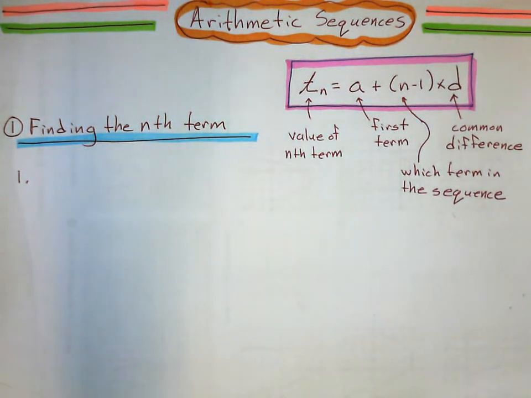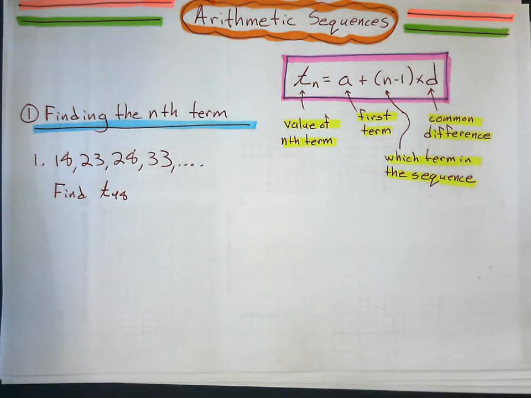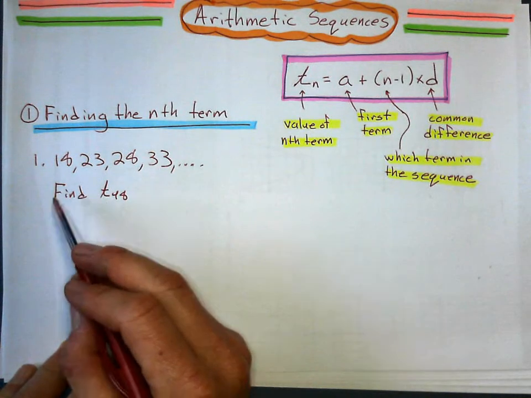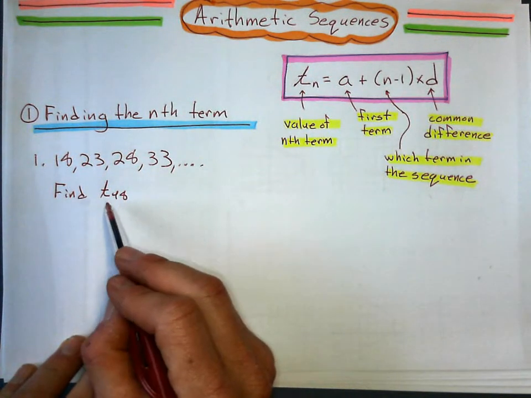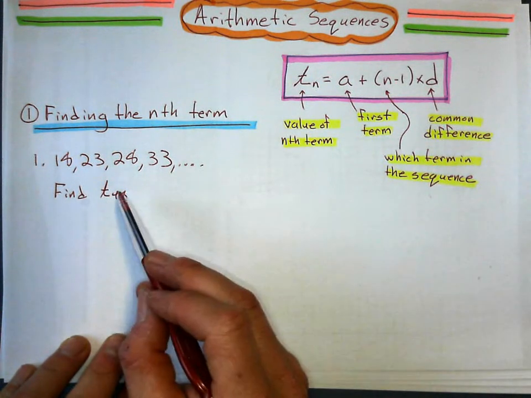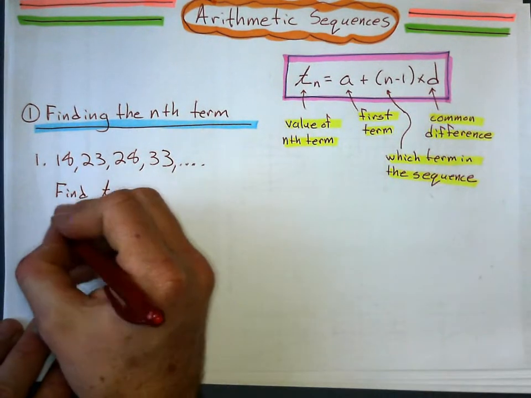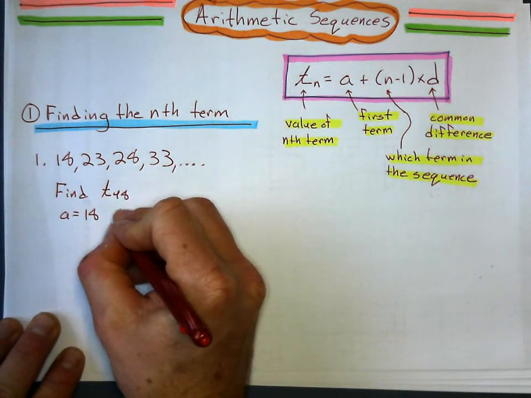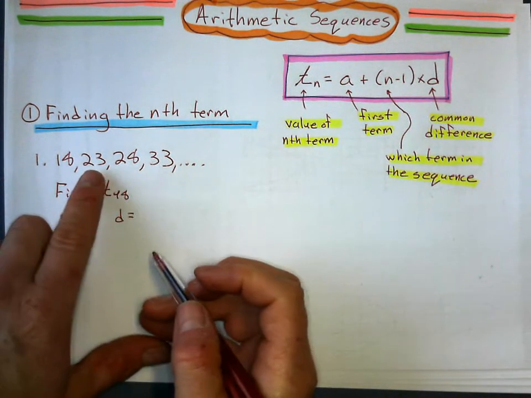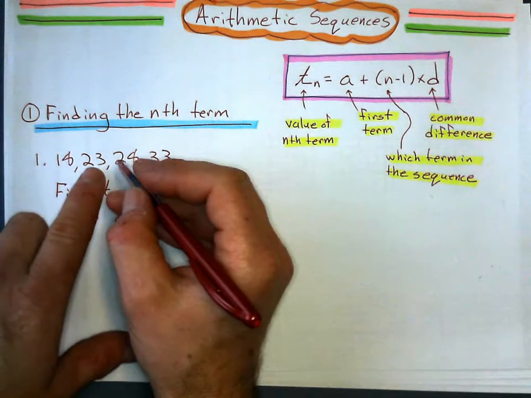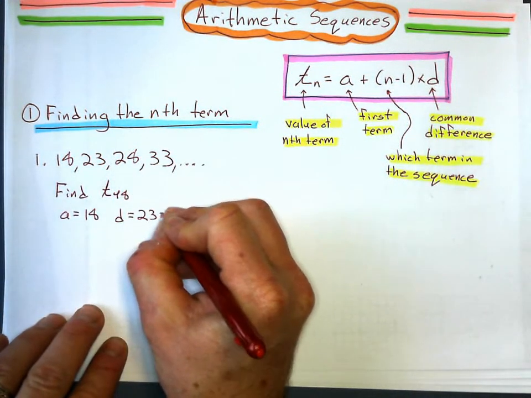So I'll give you a sequence. In this example here, let's take a look at this sequence. And T48 means find the 48th term. So if this sequence went forever, what would the 48th term be? Well, let's just look at what's given. I've got the first term is 18. The common difference is always going to be the 2nd term subtract the 1st, or the 3rd subtract the 2nd. Doesn't matter which way I do.